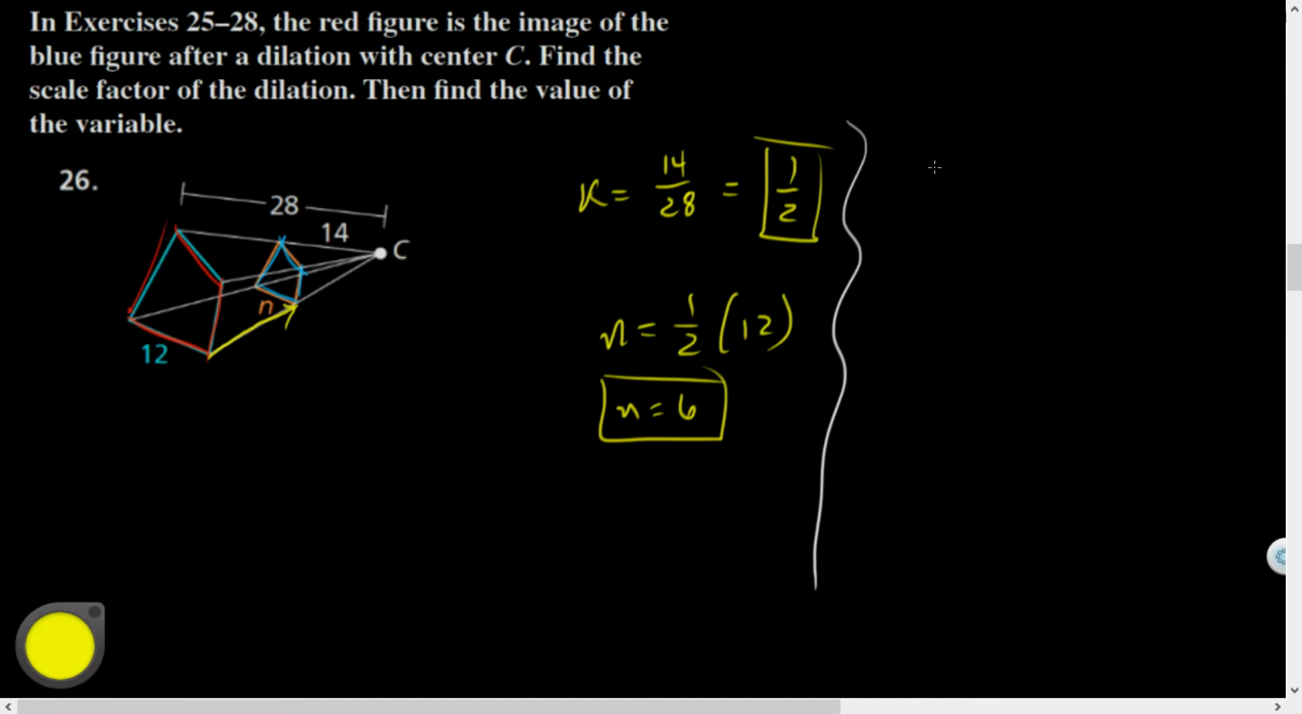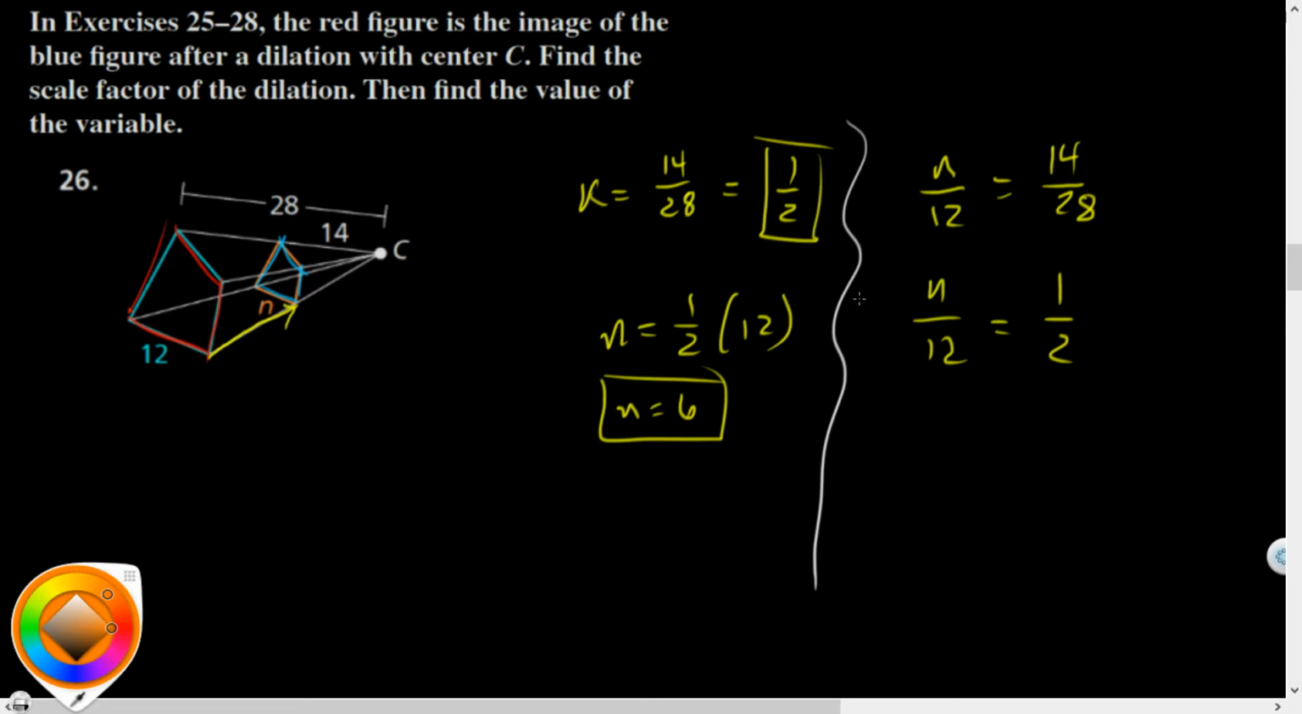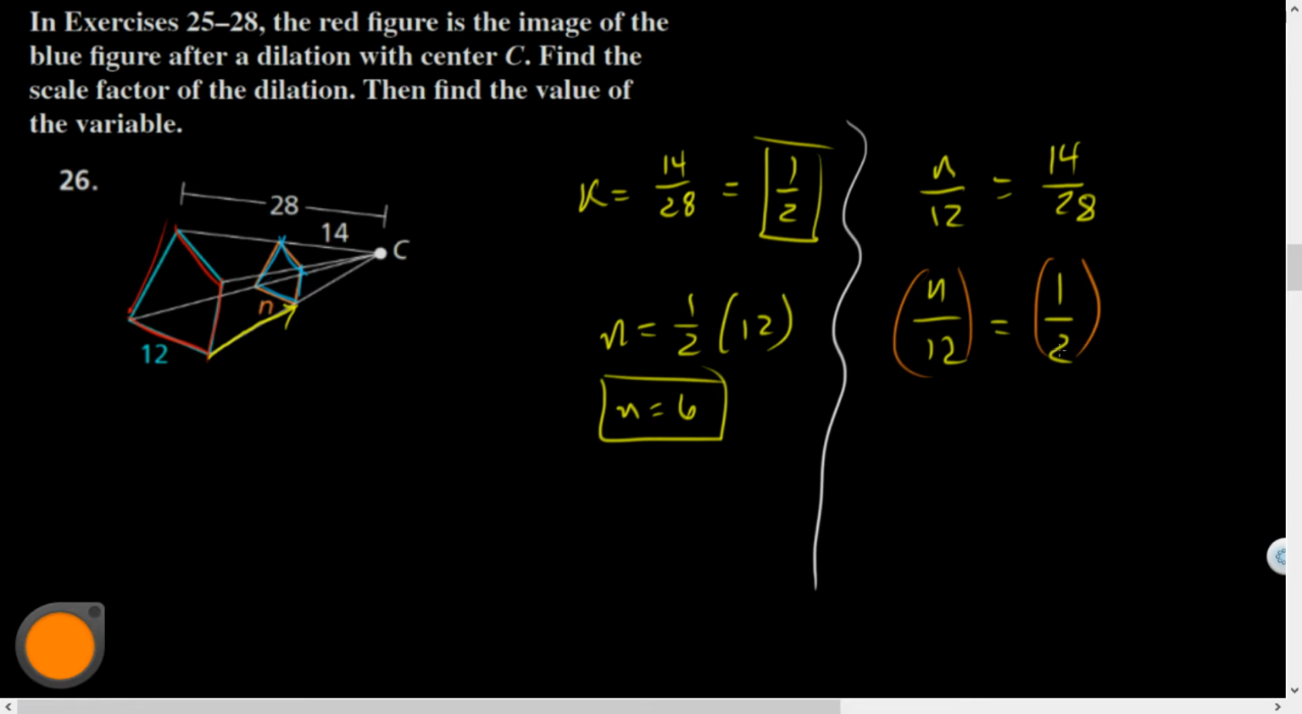I could have said that n is to 12. So the little is to the big as the little is to the big, as 14 is to 28. And then if I reduced that, n twelfths equals 1/2. And then you could either cross multiply, or just multiply both sides by 12. But using proportions would work as well and give you the same result. And I think that proportions require less thinking.